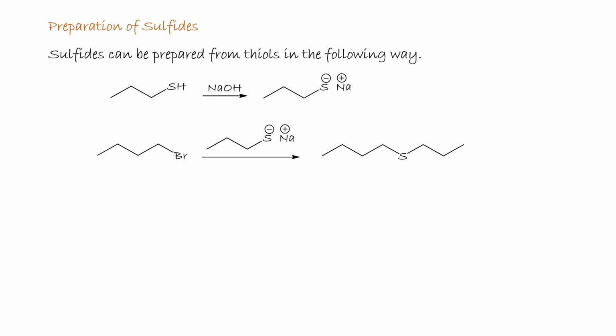Preparation of sulfide. Thiol in the presence of sodium hydroxide will lead to the formation of thiolate. Thiolate will react with alkyl halide to form the sulfide. Here we have 1, 2, 3, so that's propyl, and here 1, 2, 3, 4, so butyl. So this one will be butyl propyl sulfide.